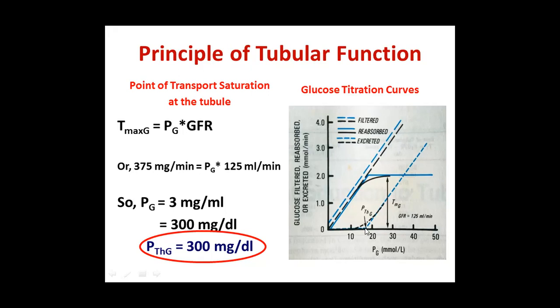This theoretically predicted threshold value for glucose is 300 milligram per dl, but in reality it is much earlier. The real value is much less than the theoretically predicted value of 300 milligram per dl; it is around 180 to 200 milligram per dl.